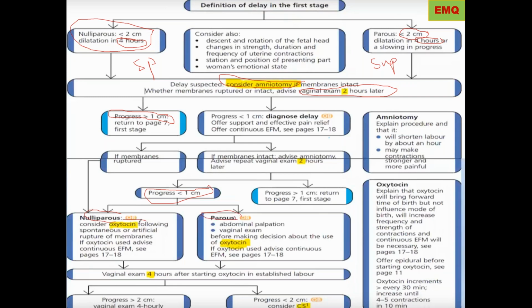Here we consider oxytocin and do VE hourly. First we do abdominal examination and vaginal examination to assess the patient and exclude abnormalities, abnormal labor. If you give oxytocin, you should do VE after 4 hours. Then, if there is progress more than 2 centimeters, this can go to the routine, and we do VE every 4 hours. If progress is less than 2 centimeters, we consider cesarean section. That is about how to manage delay in the first stage of labor.